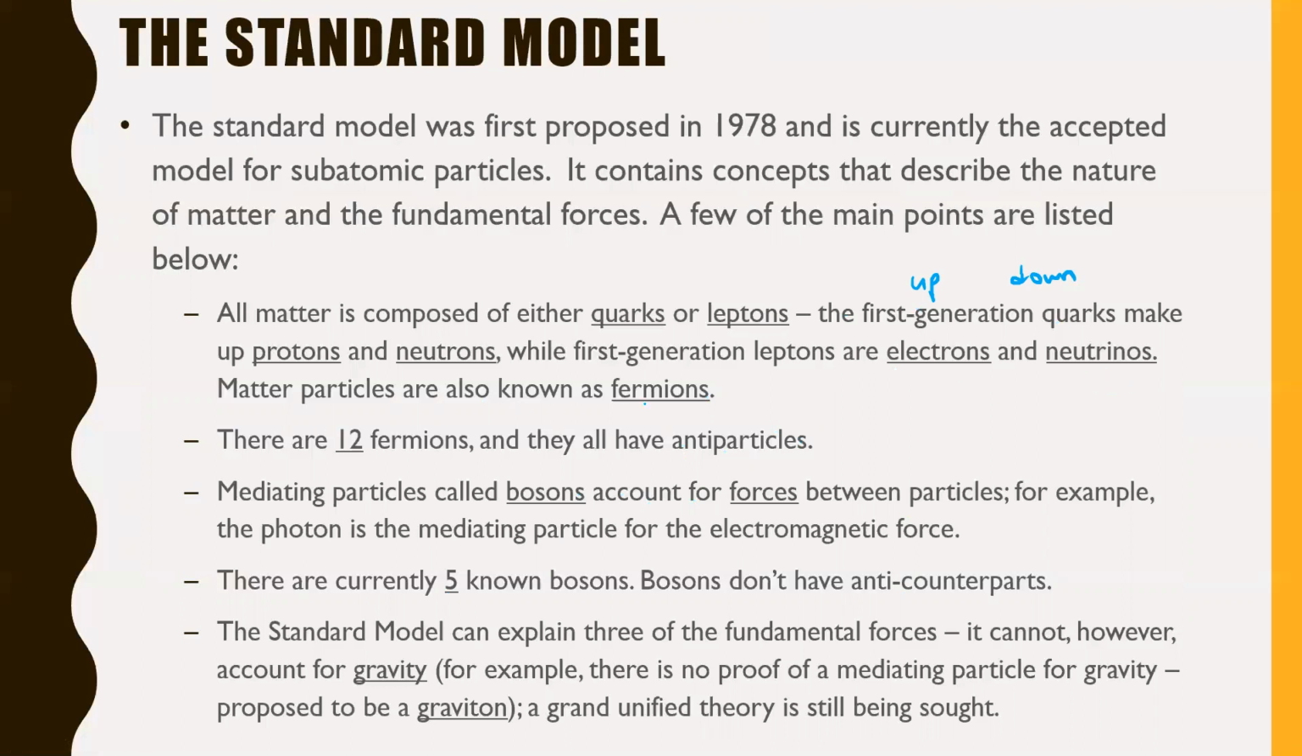Matter particles are known as fermions, right? So all matter is made up of fermions. There are 12 fermions and they each have antiparticles. So in other words, there's also antimatter made of antifermions. Now, mediating particles called bosons account for forces between particles.